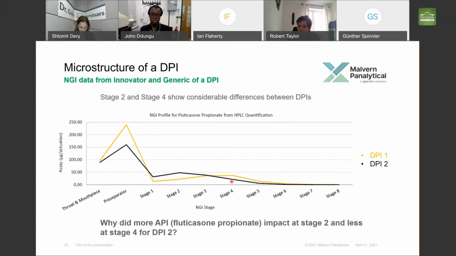So what we can say is that DPI 1 is probably performing slightly better, and will probably give a much more effective dose because it's getting further into the lung. This is what this is inferring. Right, but why is this? Why do we have these differences?